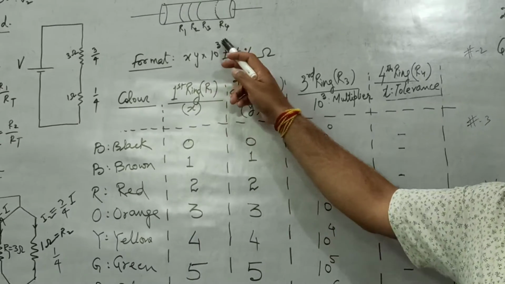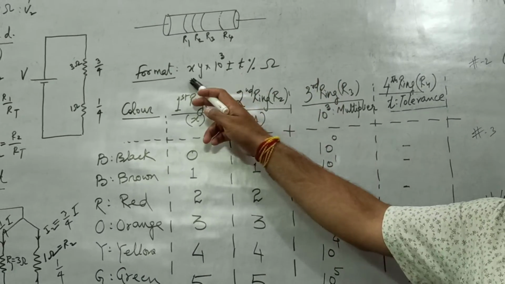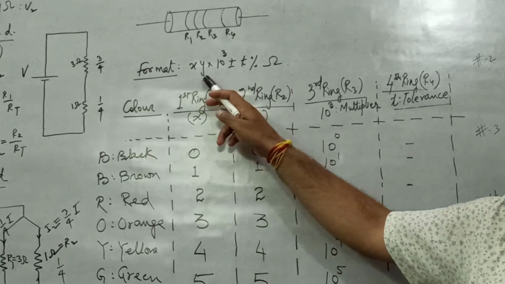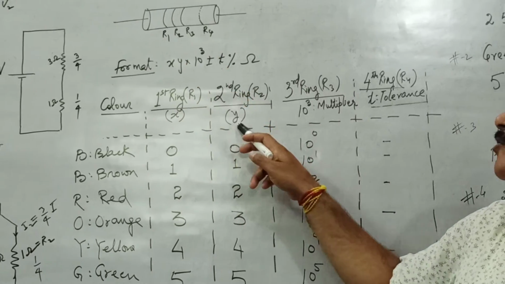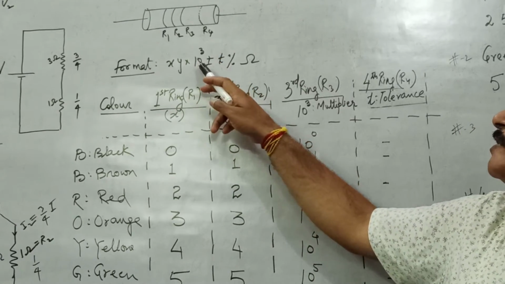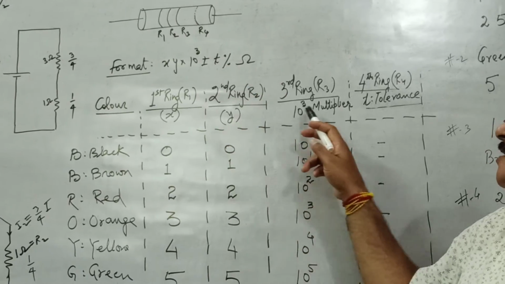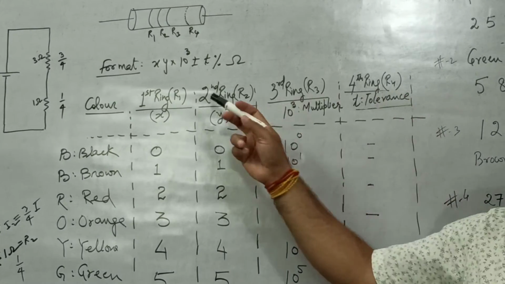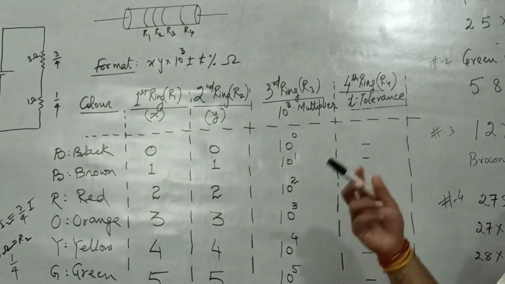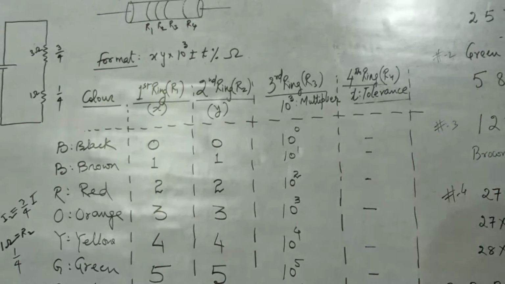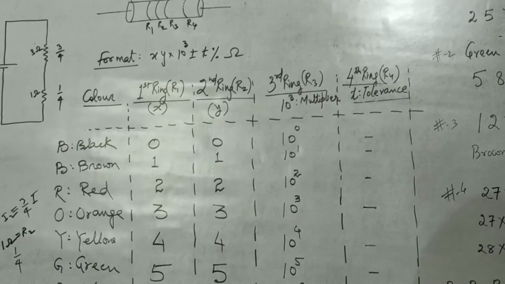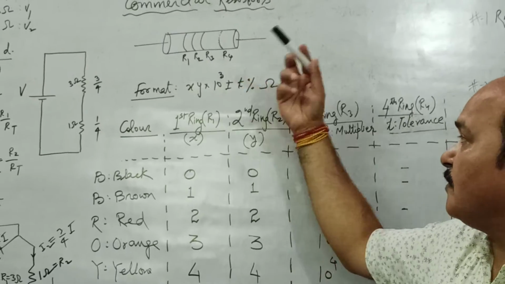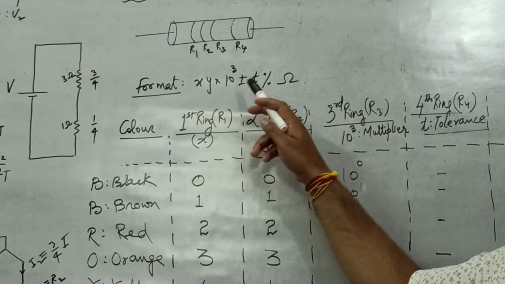X, Y into 10 to the power Z plus minus T percent ohm. What is X? X is the value of the first digit, which is represented by ring number 1. Y is the value of the second digit, which is represented by ring number 2. And what is 10 to the power Z? This is called the multiplier, represented by ring number 3. And the 4th ring, which may or may not be there, represents tolerance. Tolerance means the value of resistance may be greater or lesser by these values, 5%, 10%, 20%. So these rings of different colors represent different values of first digit, second digit, multiplier and tolerance.